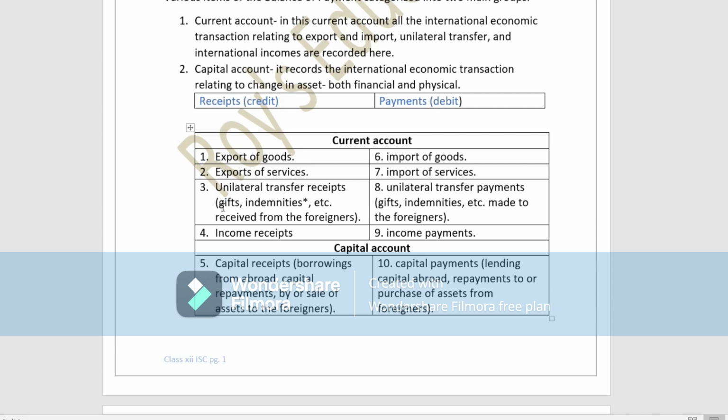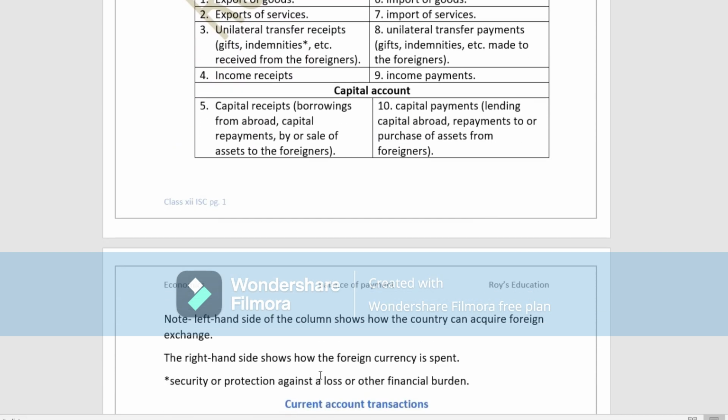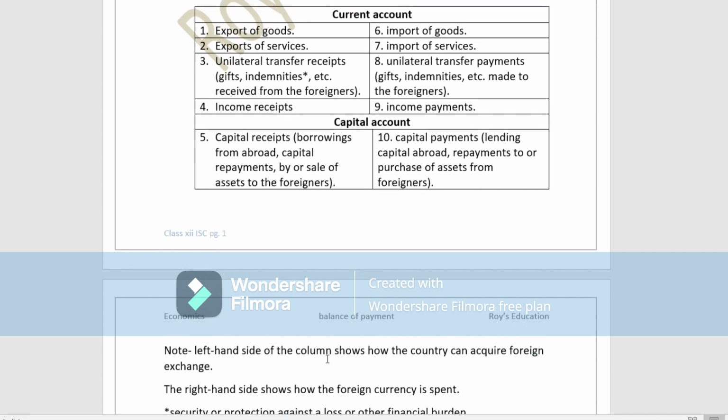Next, unilateral transfer receipts. What is this unilateral transfer receipt? It may be a gift or indemnities received from the foreigners. Unilateral transfer receipt means any gifts we are receiving from the foreigners, and it is recorded on the credit side. And unilateral transfer payments are gifts and indemnities made to the foreigners. What are indemnities? Security or protection against loss or other financial burden. This is called indemnities.